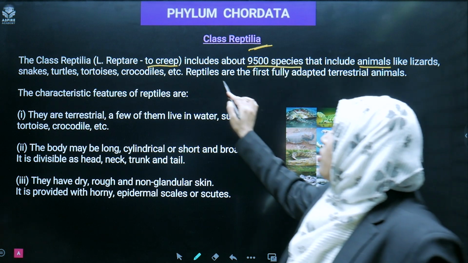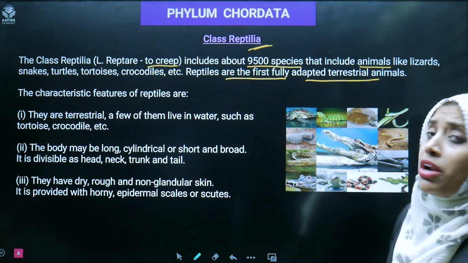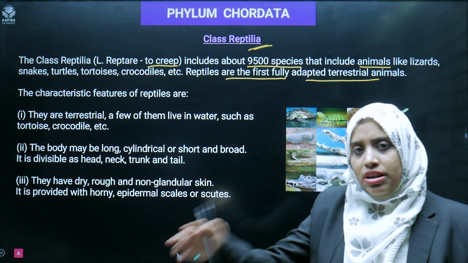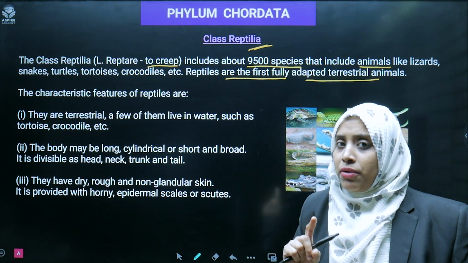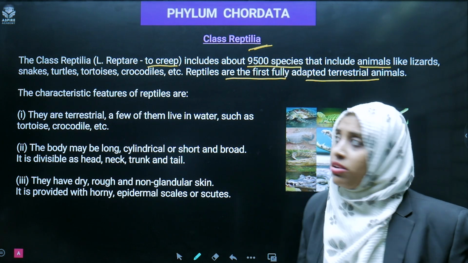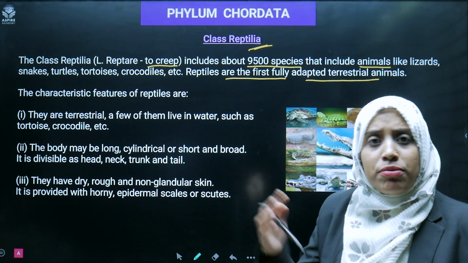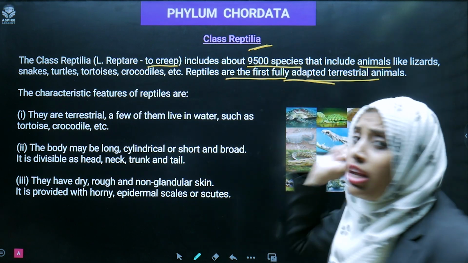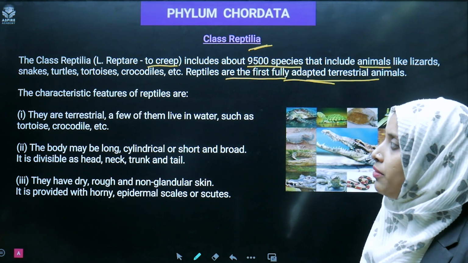Now, reptiles are the first fully adapted terrestrial animals. Amphibians are adapted to the terrestrial land, but they are not fully adapted because they are amphibians. They live on both land and in water. But the reptiles, they are the first. They are fully adapted to live on the land.